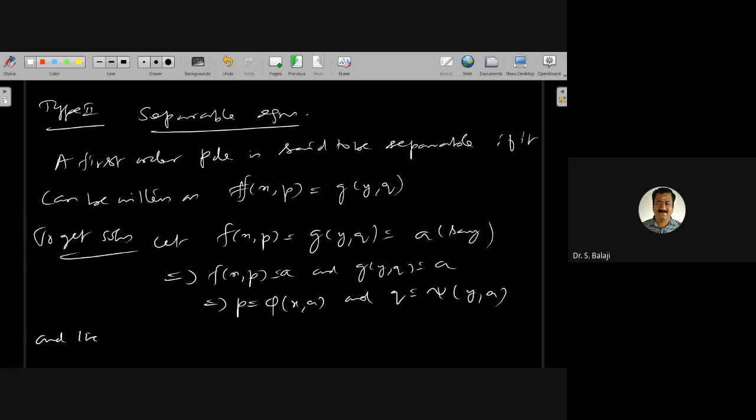And we know that by total differentiation, dz can be written as dou z by dou x into dx plus dou z by dou y into dy, since z depends on x and y. Here dou z by dou x is p and dou z by dou y is q. Therefore, we can write dz as p dx plus q dy.